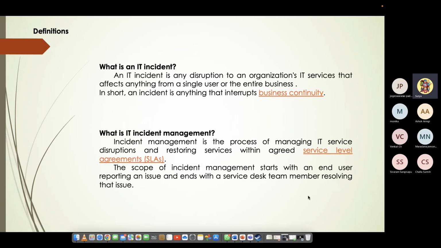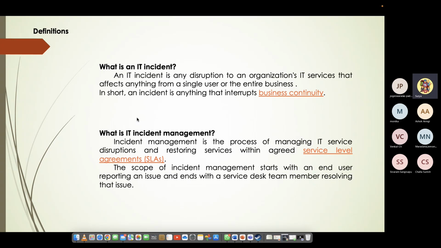And your scope, in the sense your work, lies from the end user reporting the issue and ends with the service desk team member resolving the issue. Forget about the service desk team member also. You don't know about service desk yet, forget about that. As I mentioned earlier, you are responsible from the second the issue is created to the second it is resolved. If the end user is happy, then you are good to close your ticket. So this is the prime objective of incident management.